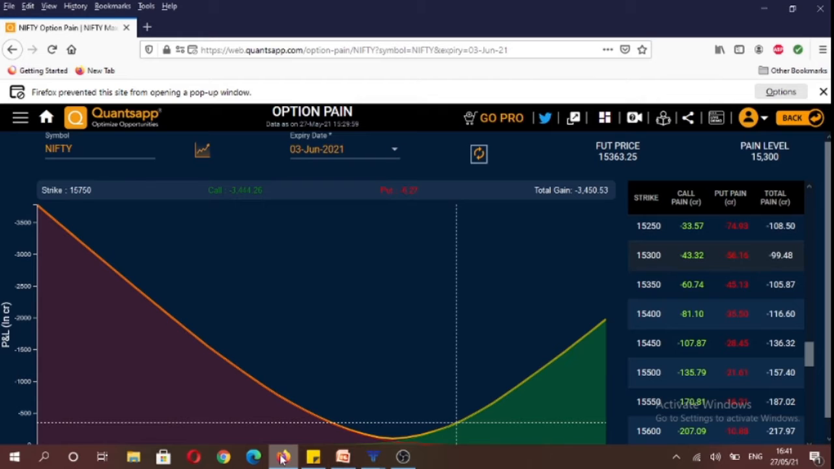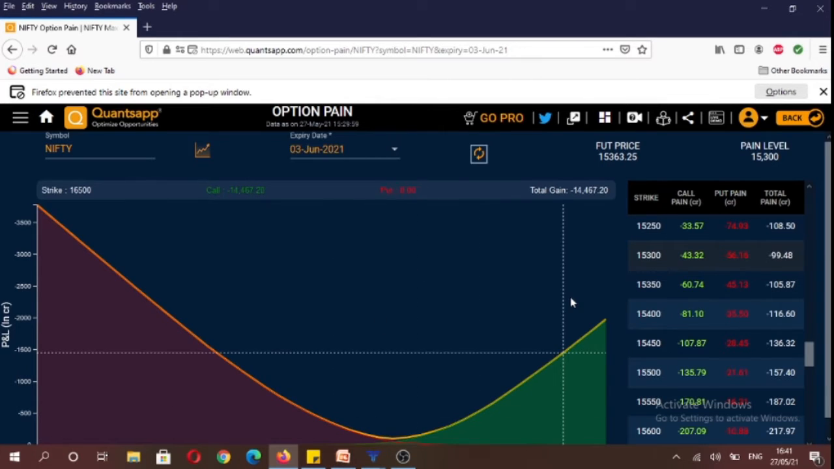So for the 3rd June weekly expiry contract, the max pain level is currently at 15,300. If the market was to expire at the 15,300 level, in that scenario, option writers are going to suffer the least amount of losses, theoretically speaking.